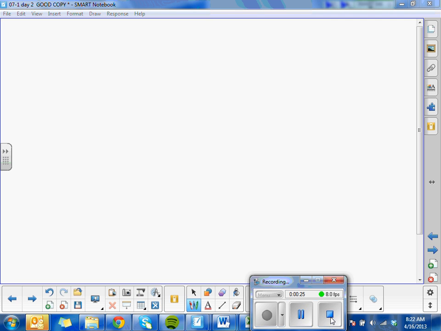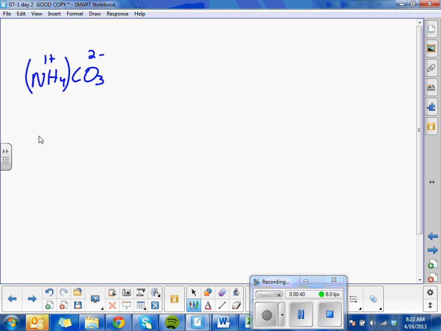So we're going to start out here with ammonium carbonate. So we write ammonium, which is NH4. Carbonate, which is CO3. Ammonium is a 1 plus, carbonate is a 2 minus. So we need to put parentheses around the ammonium and to crisscross that 2.